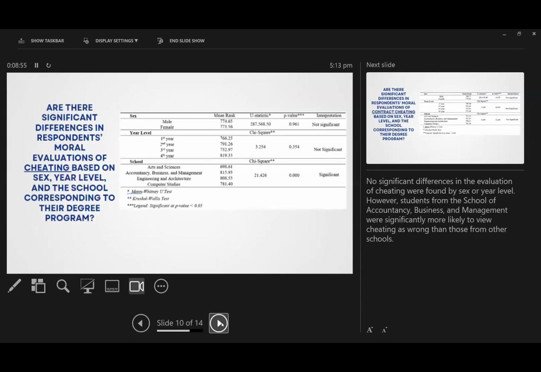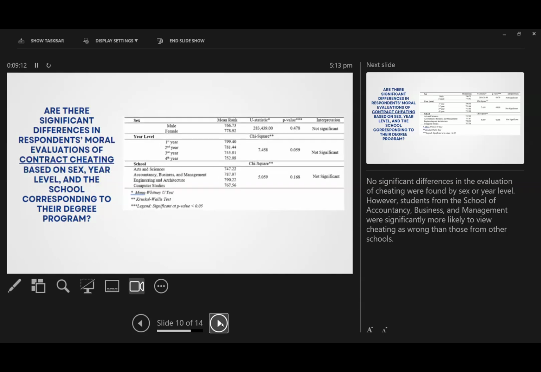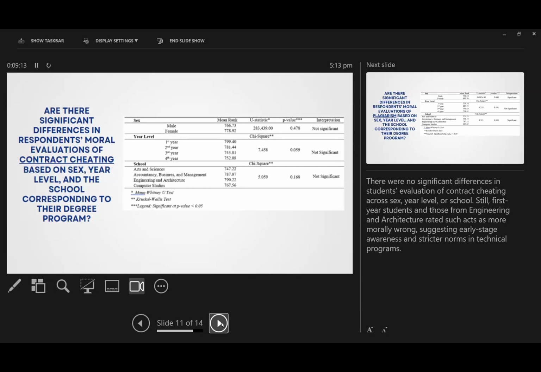No significant differences in the evaluation of cheating were found by sex or year level. However, students from the School of Accountancy, Business, and Management were significantly more likely to view cheating as wrong than those from other schools. There were no significant differences in students' evaluation of contract cheating across sex, year level, or school. Still, first year students and those from engineering and architecture rated such acts as more morally wrong, suggesting early stage awareness and stricter norms in technical programs.